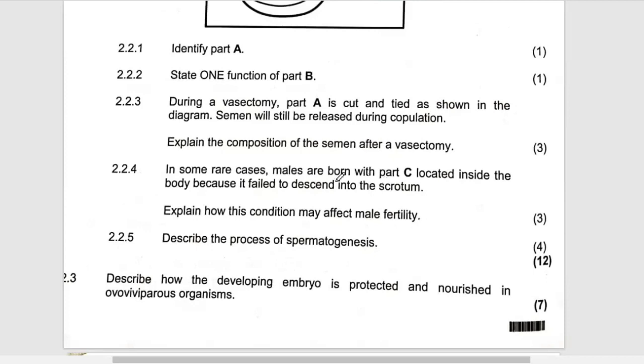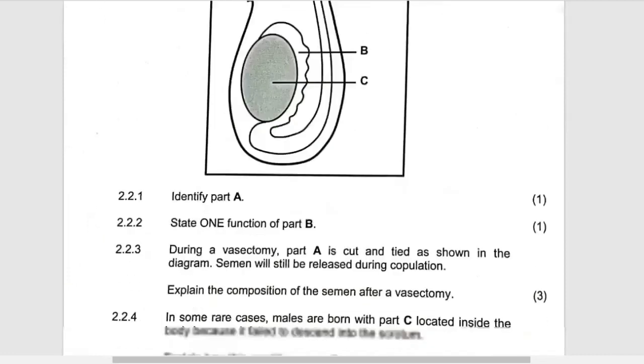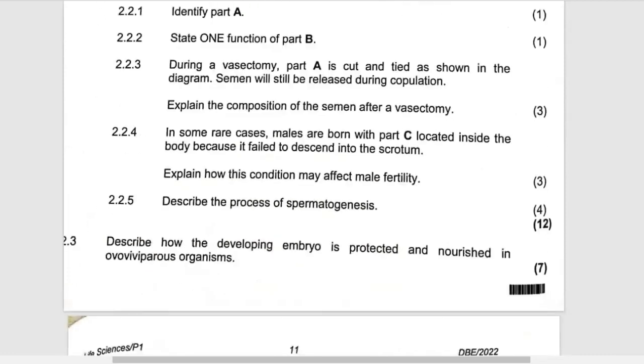Which situation now? Oh, okay. In some cases, males are born with the part C located inside the body, which will fail to descend into the scrotum. Where is C? Oh, the testis, which produces the sperms. So explain how this will affect. Basically, it will affect because the temperature of the testis inside the body will be too high.